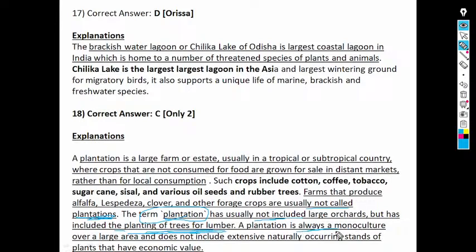A plantation is always monoculture over a large area. Large area does not include extensive naturally occurring stands of plants that have economic value. So particularly it is not just sugarcane, cotton also is mainly your plantation crop.